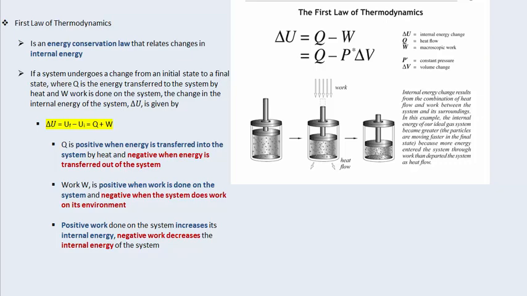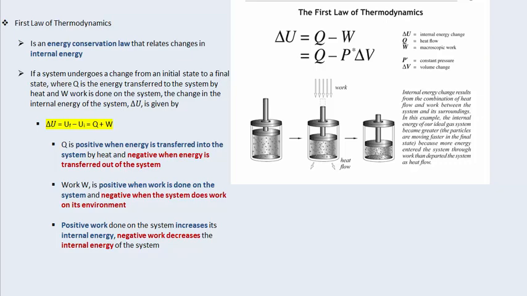So if we have a system that undergoes a change from an initial state to a final state, where Q is the energy transferred to the system by heat and work is done on the system, the change in the internal energy of the system can be calculated by taking the amount of energy transferred to the system plus the work that is done on the system.